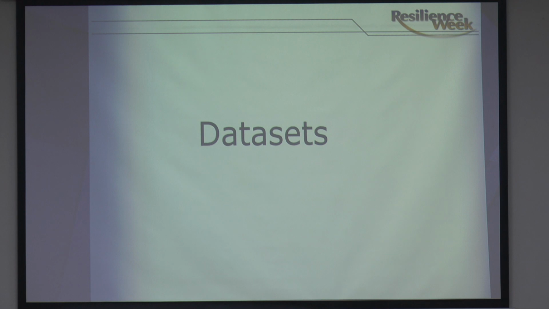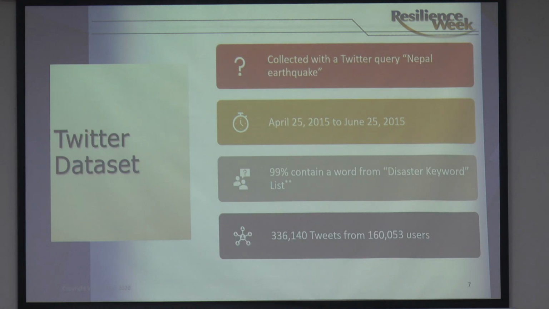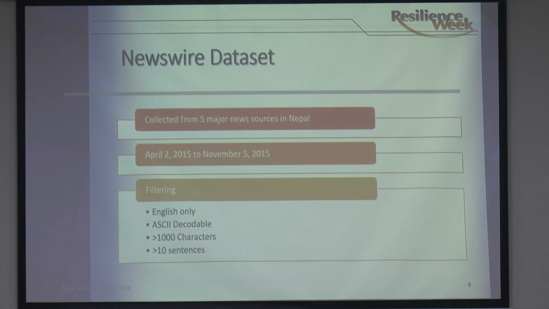So what are the data sets that we collected? We collected a large data set of tweets using the query Nepal earthquake. And these tweets are between April 25th to June 25th, 2015. Now 99% of these tweets contain a word which is relevant to disasters. And this list we obtained from the Department of Homeland Security in the United States. And in total, we have about 336,000 tweets from 160,000 users. And let's look at the Newswire data set.